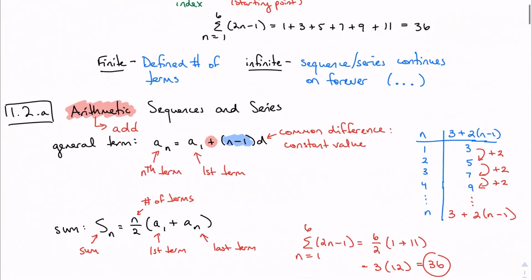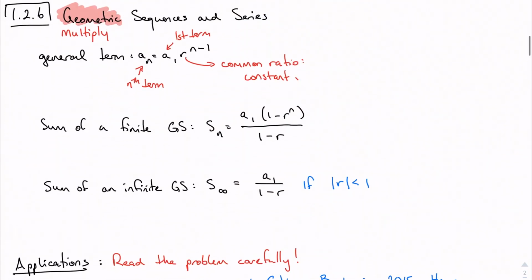So it's just some constant value. Then instead of adding on, I'm multiplying on this time. All right, so if I had a sequence given by maybe 3 times 2 to the n minus 1, my first term then is 3, and my common ratio is 2, so I'm multiplying by 2 every time, and so on.